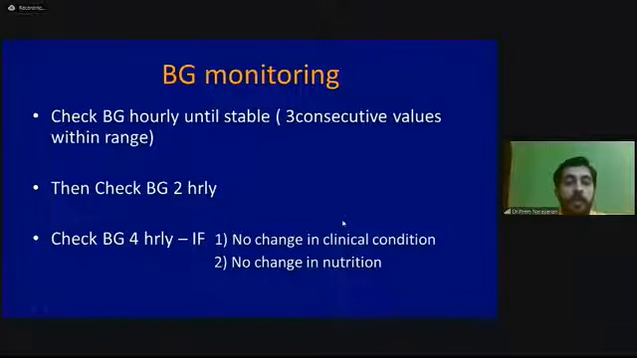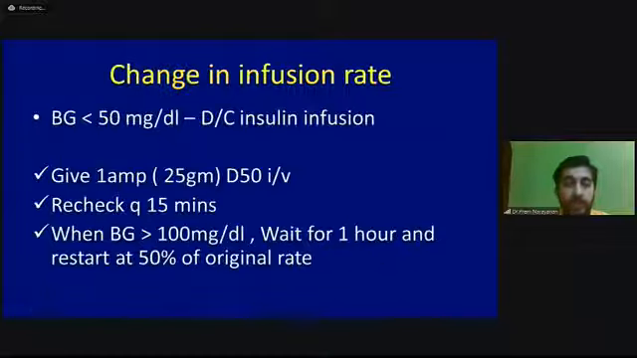Then the monitoring of blood glucose. The blood glucose should be monitored hourly until stable values are reached. Stable values means the previous 3 consecutive values are within the range of 140 to 180. If it has reached the stable range, then check blood glucose 2 hourly. And 4 hourly monitoring is required only if there is no change in the clinical condition and no change in the nutrition status of the patient.